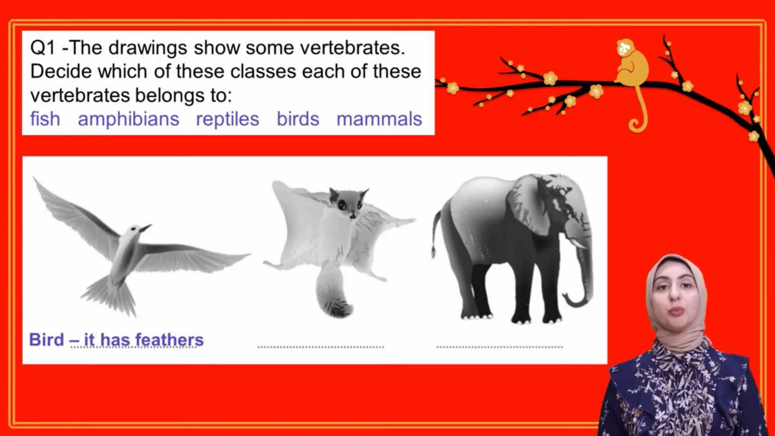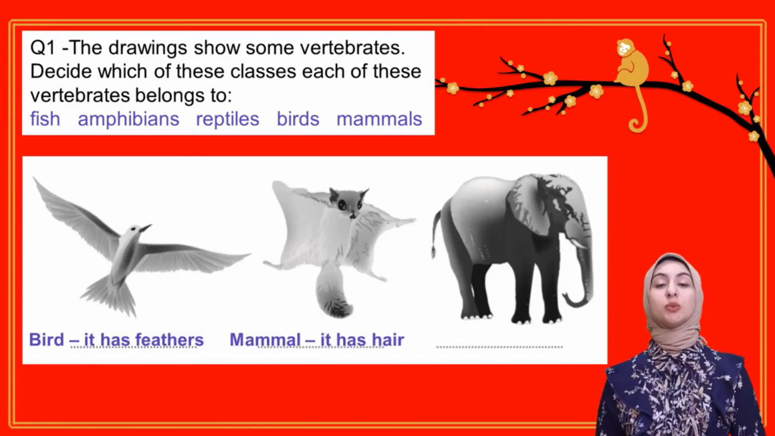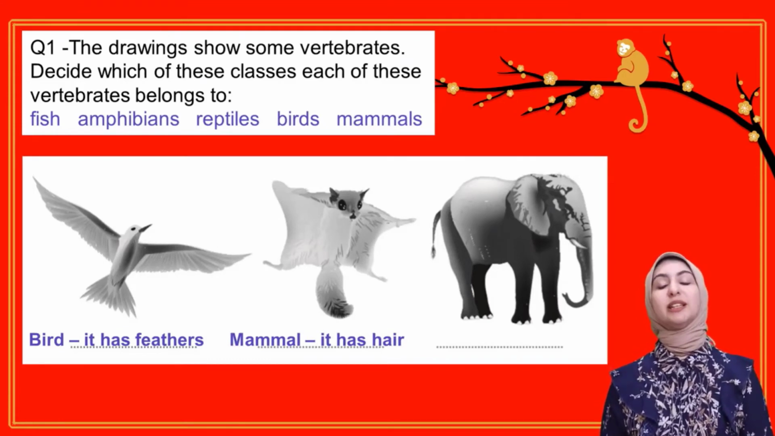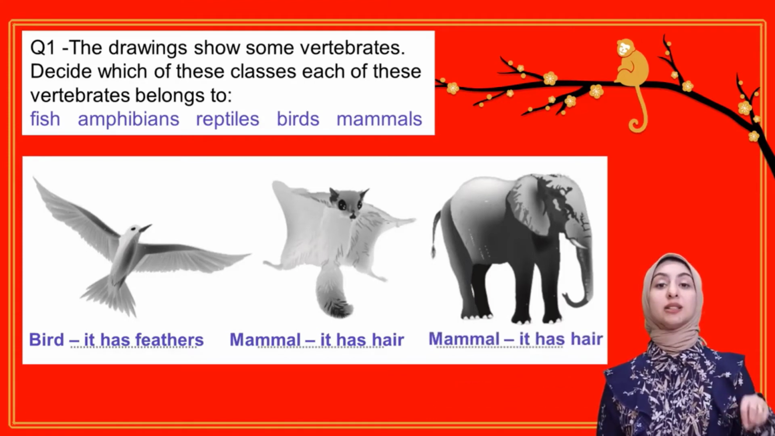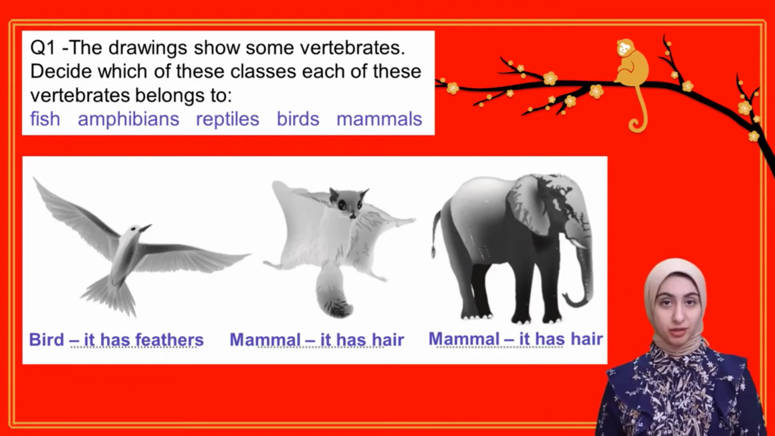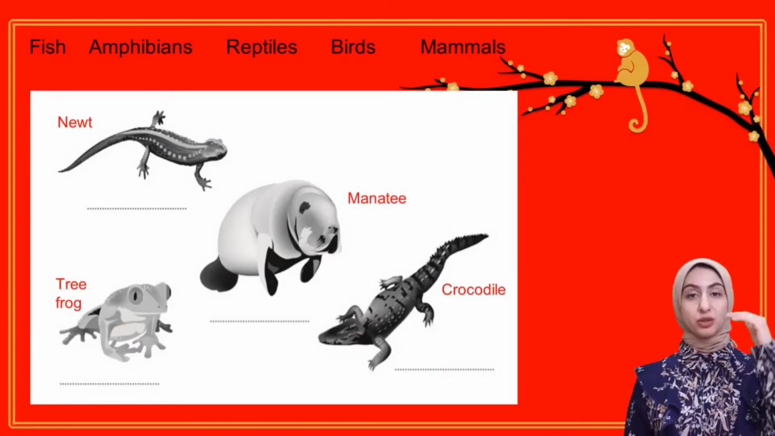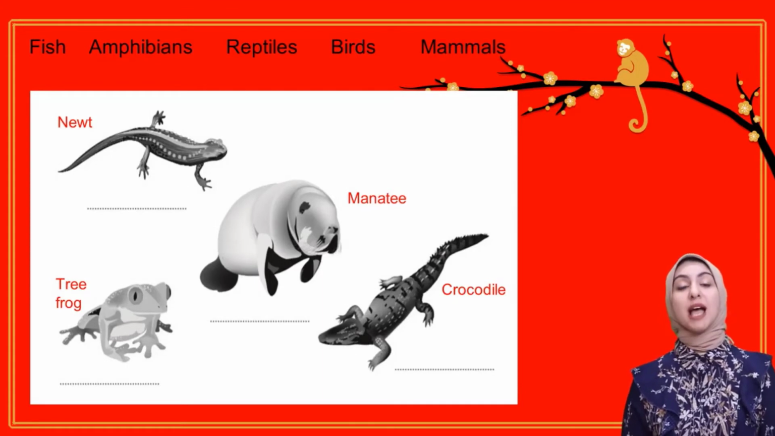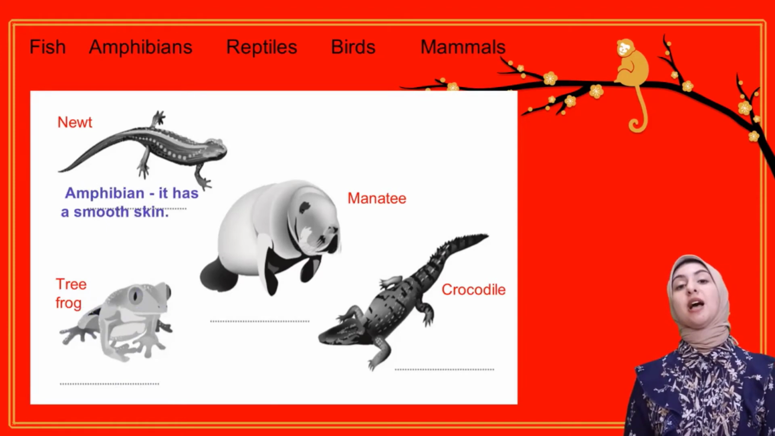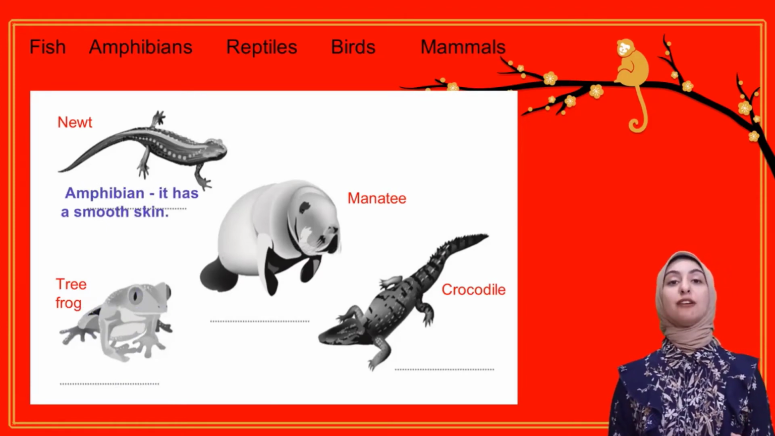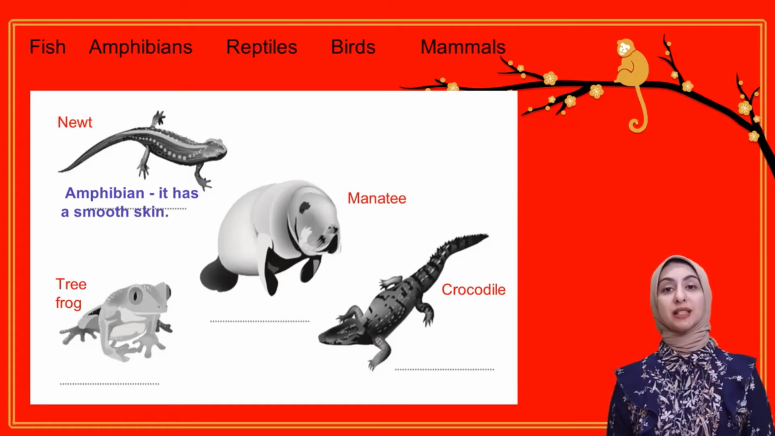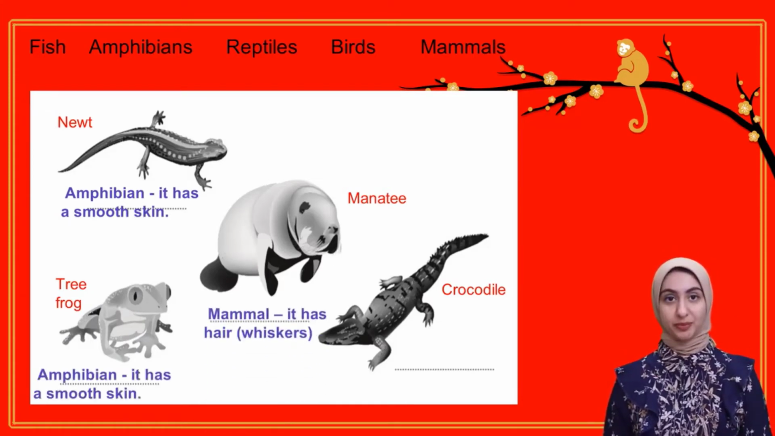The second vertebrate here has hair on its body, so it is classified as a mammal. The third vertebrate here has hair on its tail and on its head, so it is classified as a mammal. The first vertebrate here on top has 4 limbs and moist skin, so it is classified as an amphibian. Then we have the manatee, which has hair on its whiskers, so it is classified as a mammal.